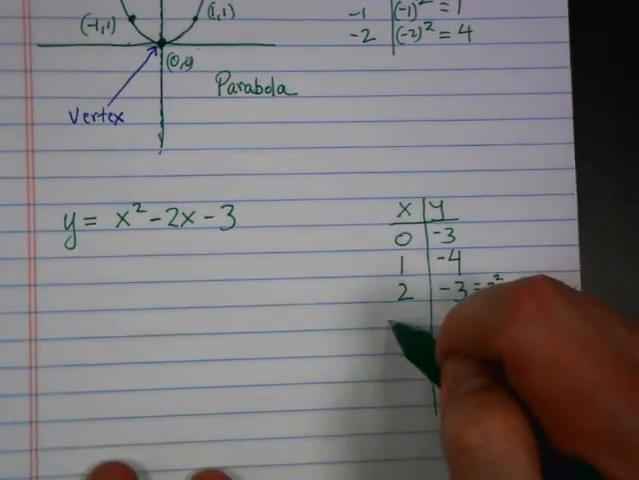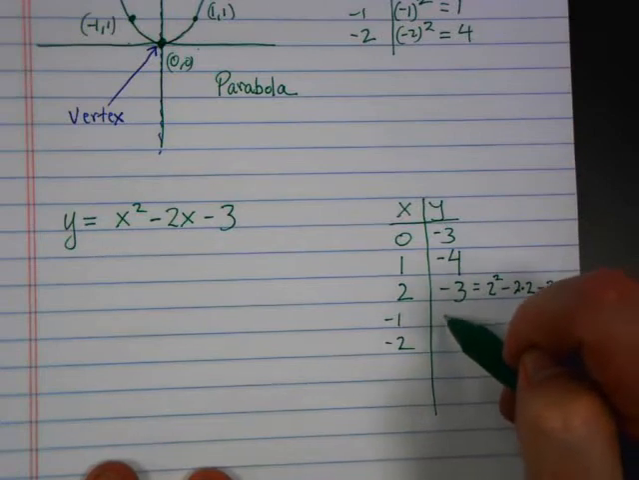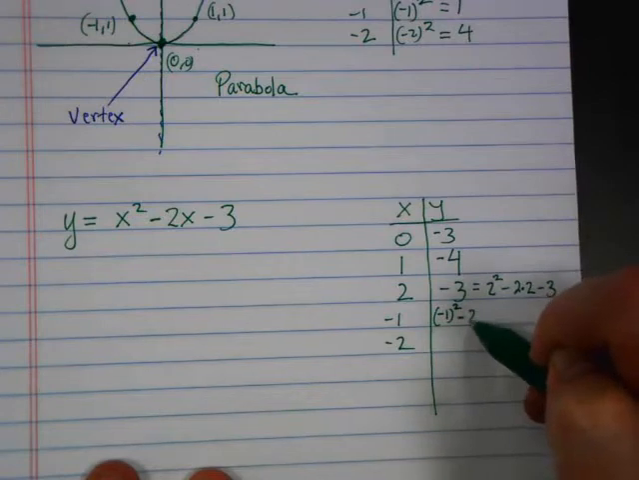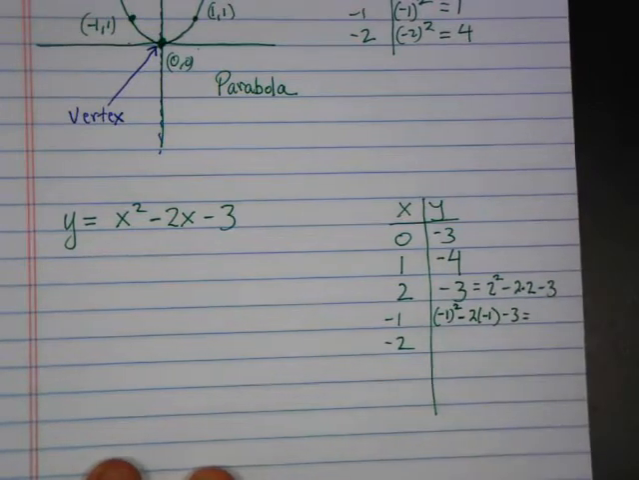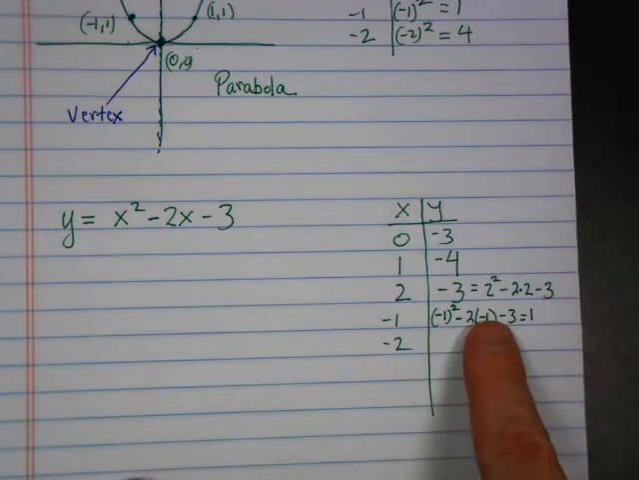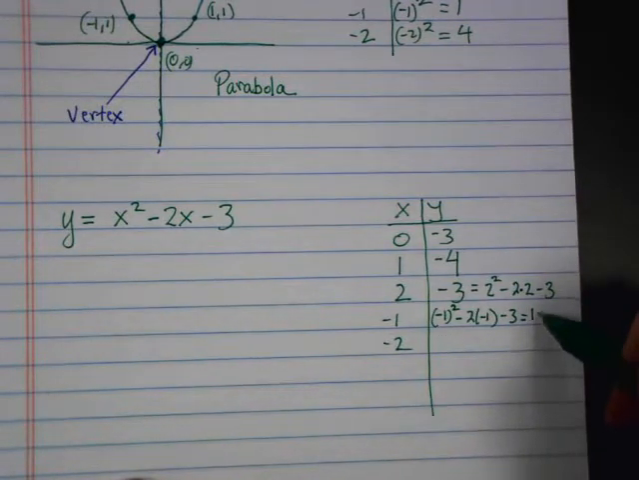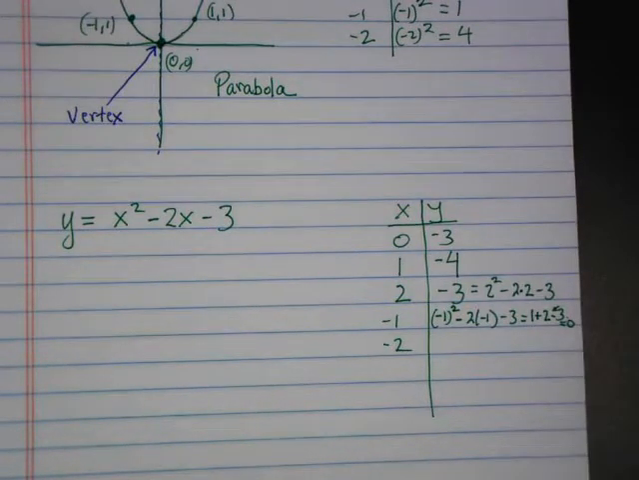Okay, plug in negative 1 and negative 2. I'll write the negative ones out. Negative 1 squared minus 2 times negative 1 minus 3. How much is negative 1 squared? That's 1. And then what happens with a negative 2 and a negative 1? It becomes a positive 2, minus 3. So that one turns out to be 0.